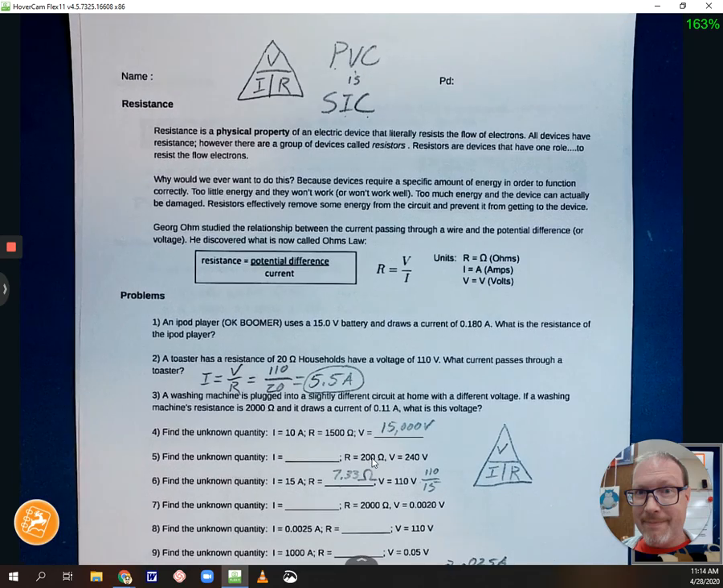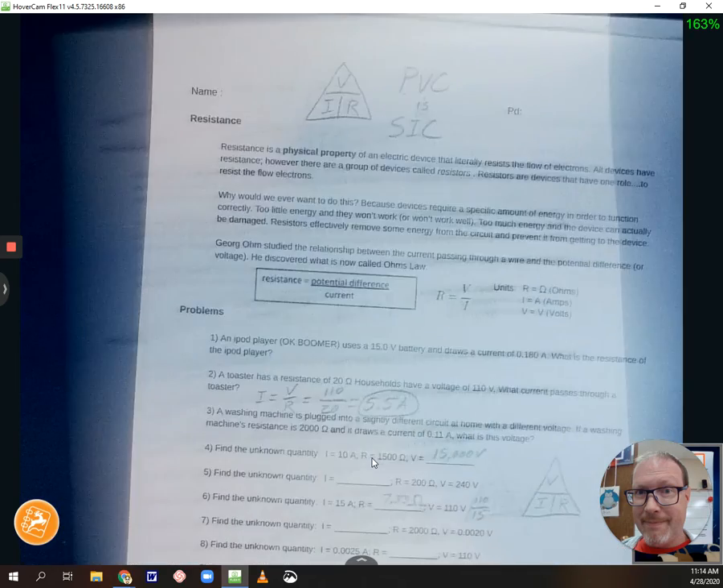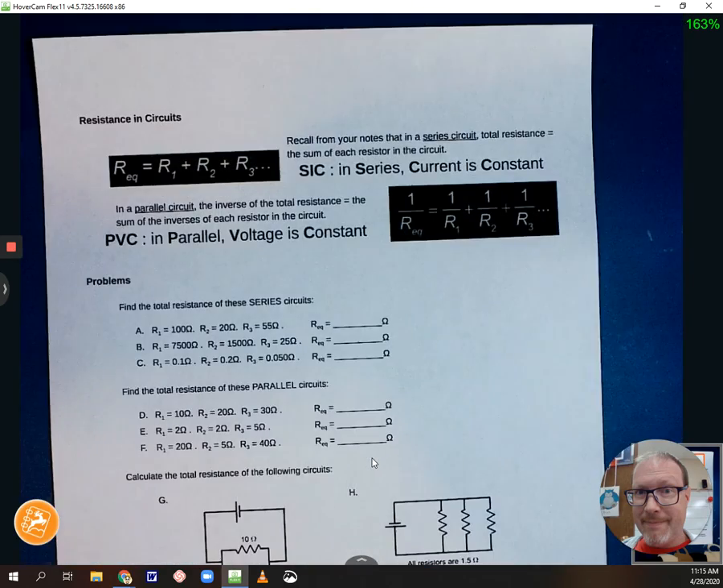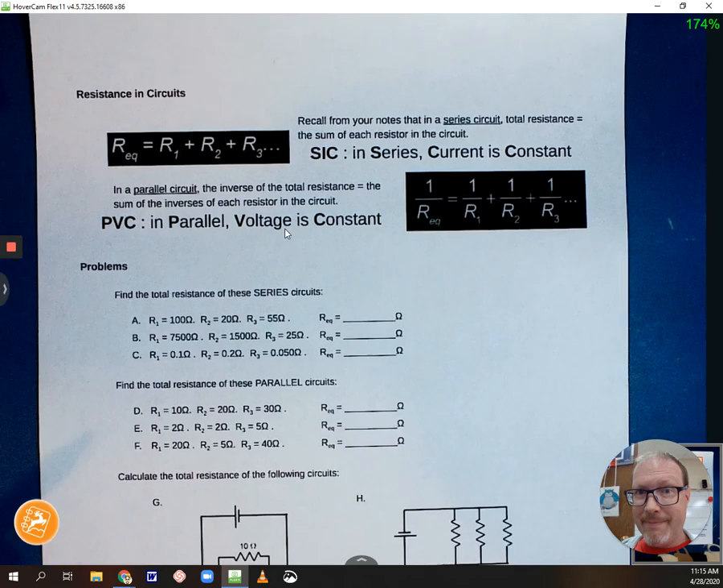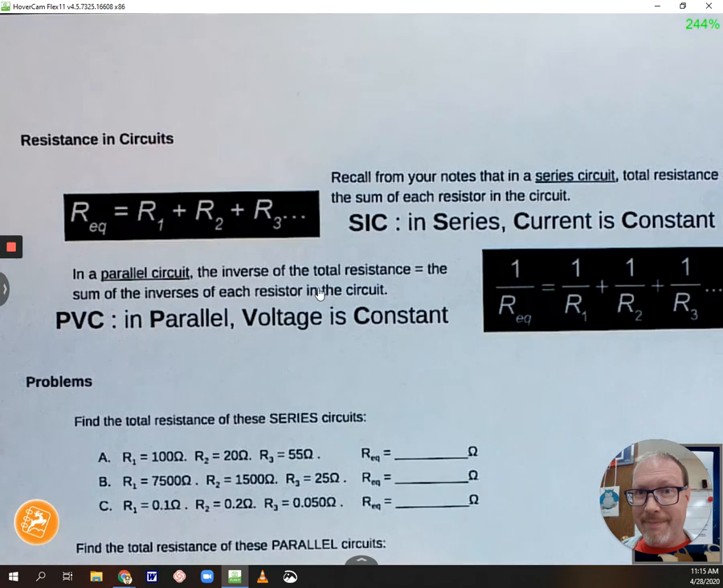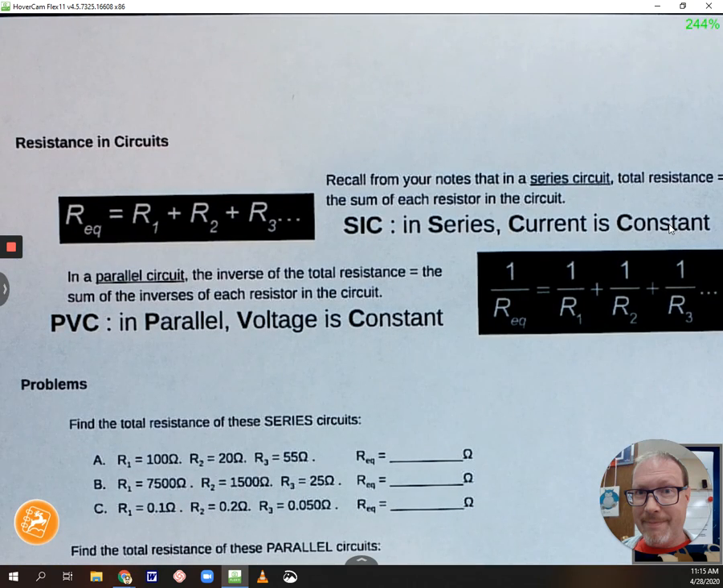I'm going to flip over and look at page 2 now. On page 2, we're going to be looking at some examples of both series and parallel circuits. And so, again, here are the little cheat sheet things. Remember, in a series circuit, current is constant, and to find resistance in a series circuit, you're going to add up all of the resistors to get a total equivalent resistance.